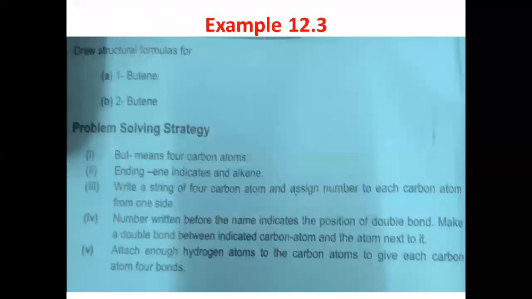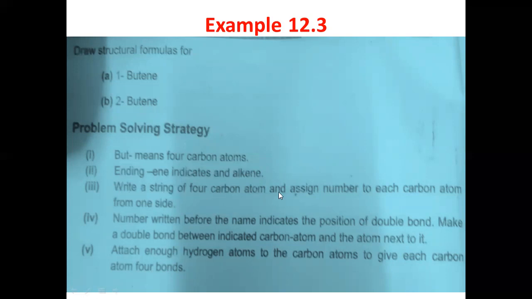Example 12.3. Draw structural formulas for 1-butene and 2-butene. It means that the position of the double-bonded carbon atom will be different. In 1-butene, the double bond will be present at carbon number 1, and in 2-butene, the double bond will be present at carbon number 2. How to draw the structural formula? It's very easy. For 4 carbon atoms and the ending "ene": ene indicates that it is an unsaturated hydrocarbon which contains a carbon-carbon double bond, and it is called an alkene.